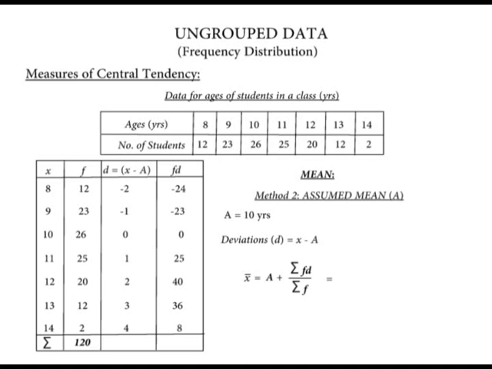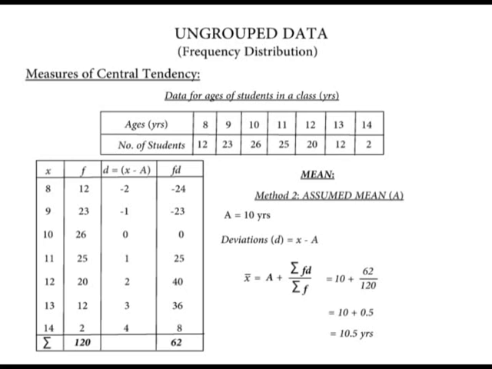Summation of FD is 62. Summation of frequency is still 120. Therefore, mean is equal to 10 plus 62 over 120. That is 10 plus 0.5, giving us 10.5 years, the same figure we obtained with the direct method. And so you see, by knowing the formula, you will know which column to create.